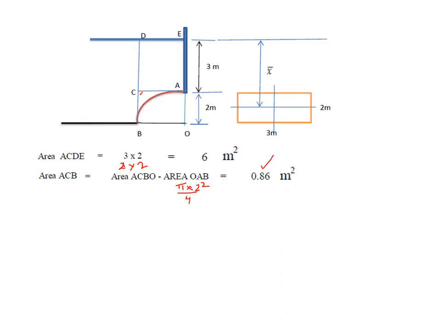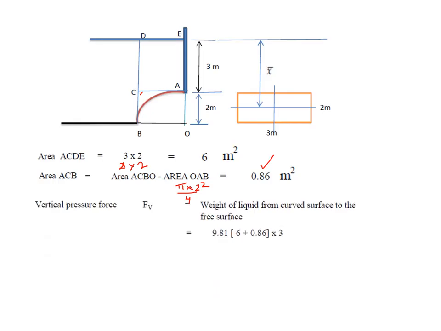Now you know both the areas, so therefore I am able to find out the weight of the liquid. What is weight? It is specific weight into volume. Volume is nothing but area into length. So area I have taken as 6 meters square plus 0.86 will give the total area. If you multiply by 3 meters, I'll get the volume. So that will give you FV, which is 201.89 kilonewtons.